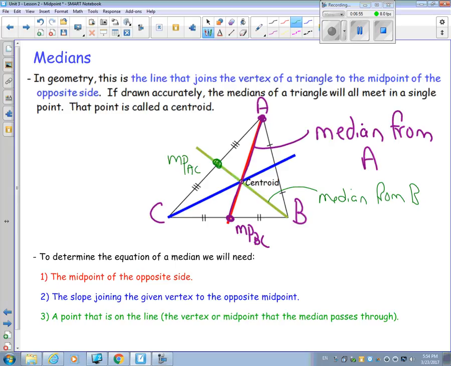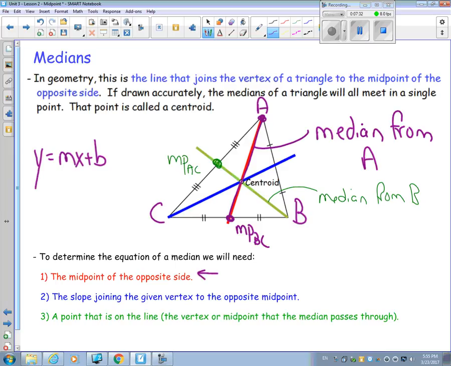Our objective today is to figure out the equations of these lines. Equations of lines, as we know, should always be in the form y equals mx plus b. So we have to figure out the m and the b, the slope and the y-intercept. To do that, we're going to have to do 3 things. Okay, we're going to have to know where the line starts and where it ends. Now I know where it starts because I'm told the median from A or B or C. That's my starting point. I can figure out where it ends by finding the opposite midpoint. So that's step number 1, find the opposite midpoint.